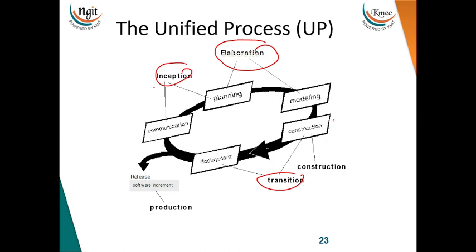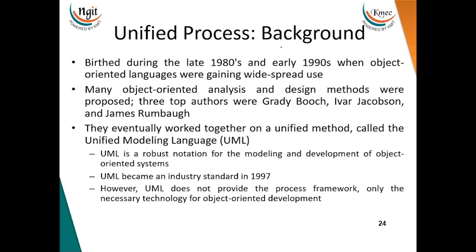So we have inception, elaboration, construction, and everything. Communication and planning is called inception. Planning and modeling we call elaboration. Construction and deployment we call transition. Correct. Now we will elaborate on this one and see it. The unified process model was developed in the 1980s.